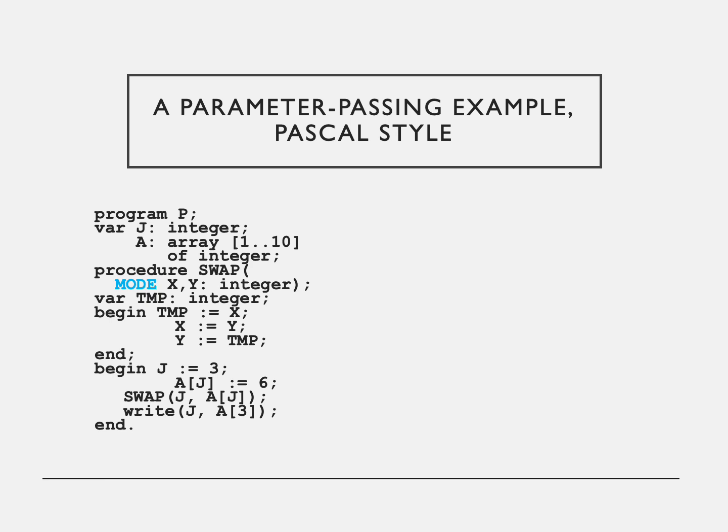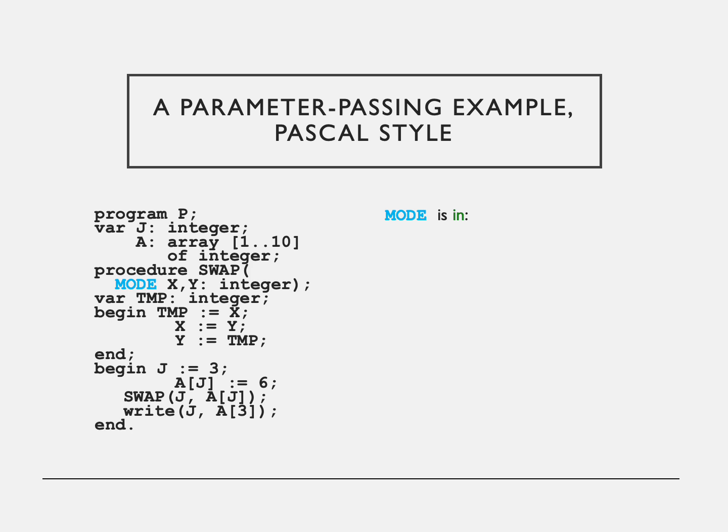Okay, now let's see another practical example for parameter passing. Here we have the variable j, which is set to 3, and a3 is set to 6. These values set the stage for our swap operations. The swap procedure is designed to take two integers by reference, allowing it to swap their values. TMP is used as temporary storage to facilitate the swap.